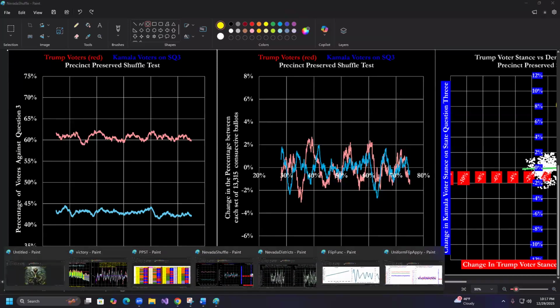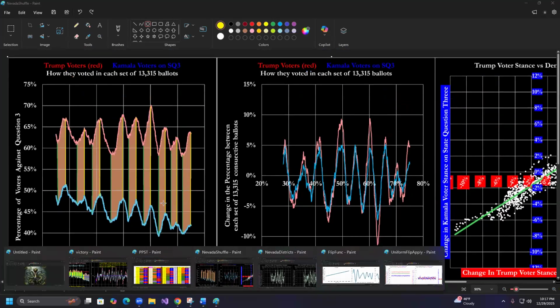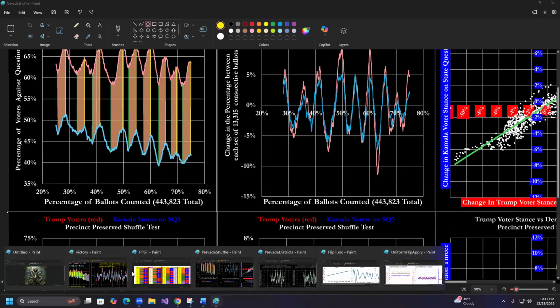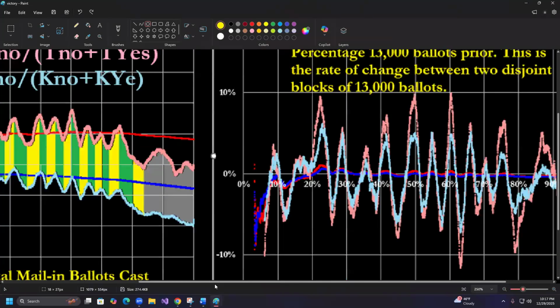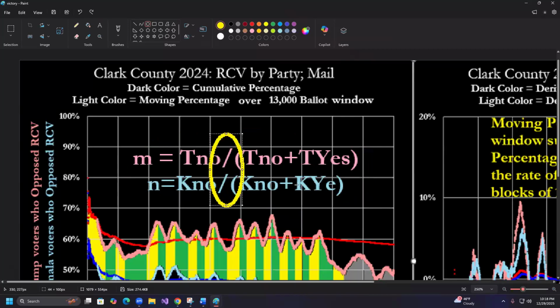Another thing I'd like to point out here is that we're not really doing math. We're just doing addition, subtraction, and plotting it. We take the Trump voters that voted yes and no, and Kamala voters that voted yes and no, and we add them up through the election and plot them. That's all we're doing. Addition and subtraction, and a little bit of division to get the percentage, like you see here. We have to divide by the total yes and no for each candidate. And then you just plot them against the ballot number.